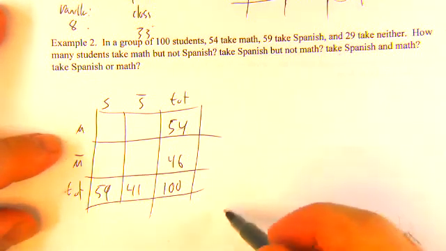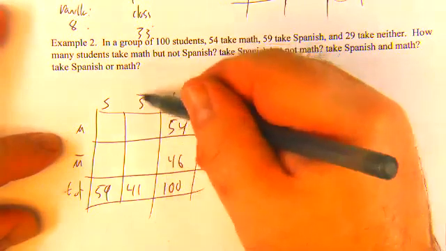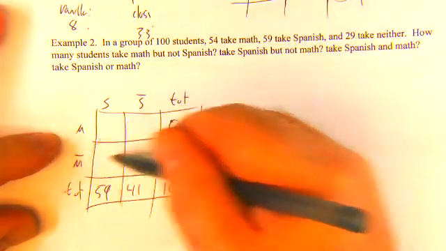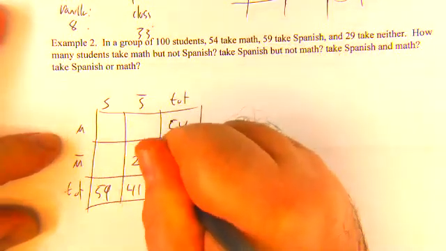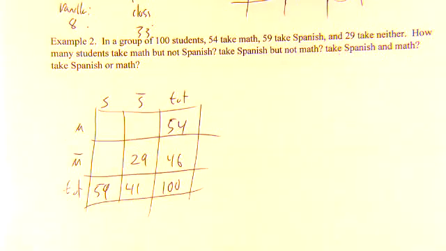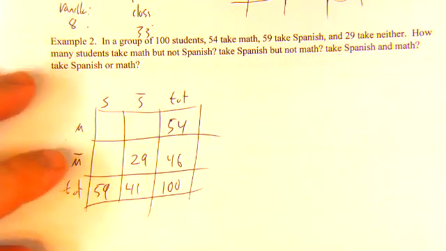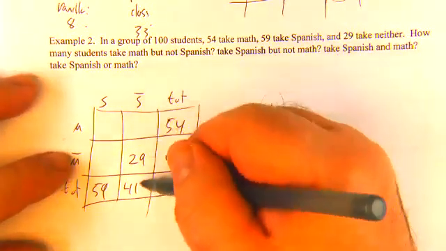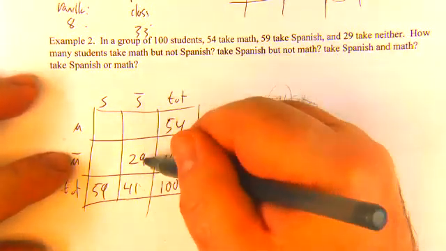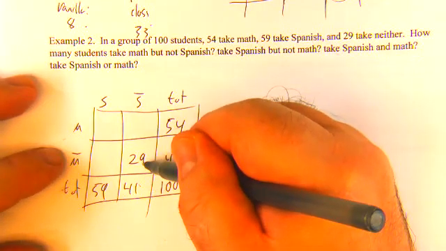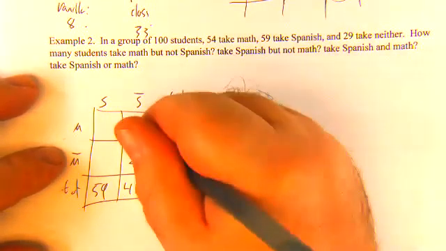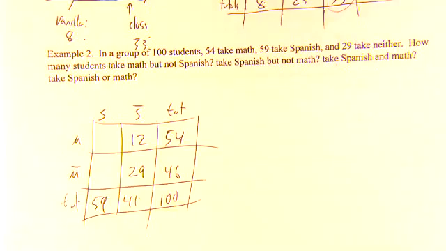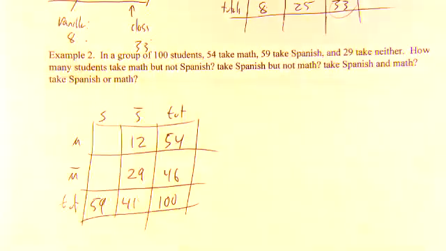29 take neither. So this is the column for not taking Spanish. This is the row for not taking math. We must have 29 students who are not taking either one. So can you fill in the rest of the table? Well, sure, right? Not taking Spanish, there's 41 students not taking Spanish. 29 of them are not taking math. That means the other 12 must be taking math, but not Spanish.